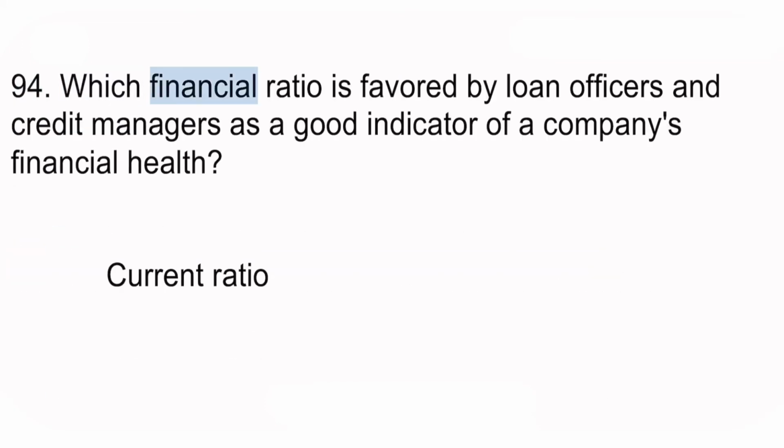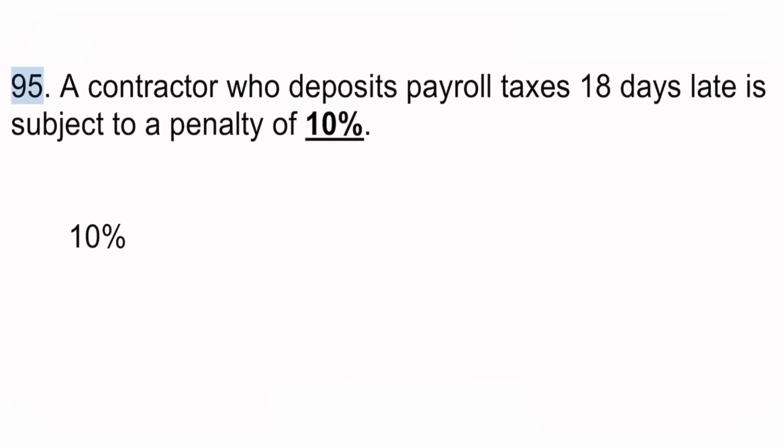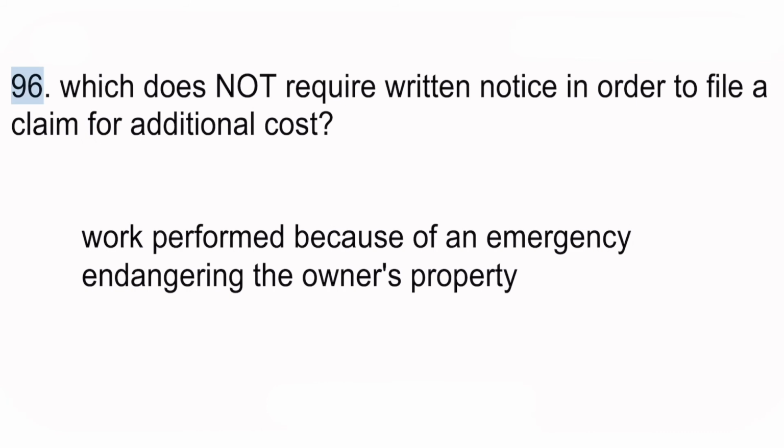94. Which financial ratio is favored by loan officers and credit managers as a good indicator of a company's financial health? Current ratio. 95. A contractor who deposits payroll taxes 18 days late is subject to a penalty of 10%. 96. Which does not require written notice in order to file a claim for additional cost? Work performed because of an emergency endangering the owner's property.